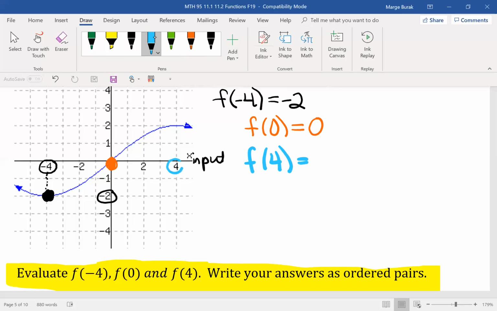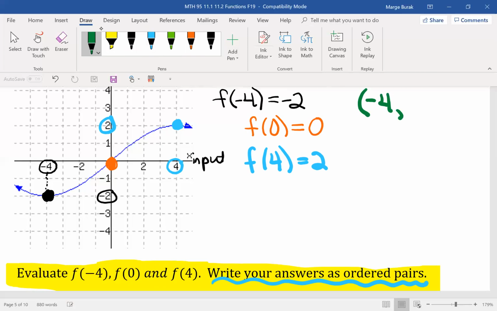Here's my input at 4, and my output is way up here at 2. So f of 4 comes out as a 2. Now I need to be able to write these answers as ordered pairs. So I'll do that in dark green. That means that my input, or my x value, is negative 4 and my output is negative 2. And you can see that this point on the graph is negative 4, negative 2.